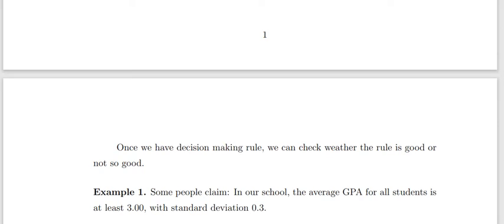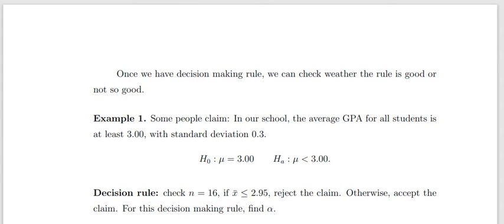So once we have a decision-making law, we want to check whether the law is good or not so good. How can we say the decision-making law is good? Then we can apply it. We need to check alpha and beta. We discussed those kinds of problems before, right?